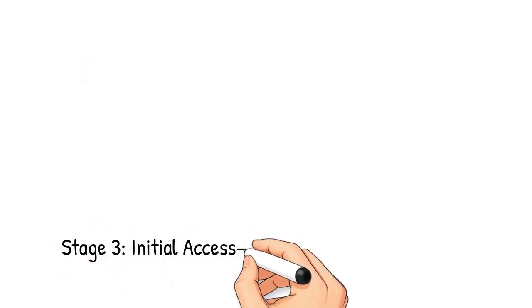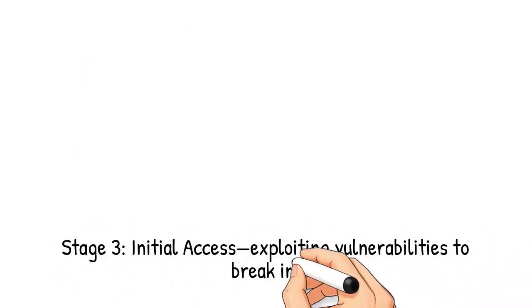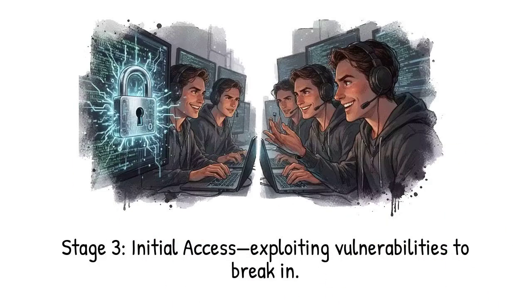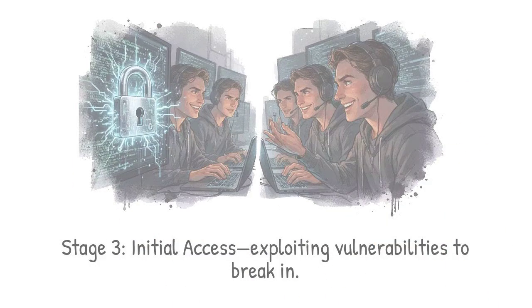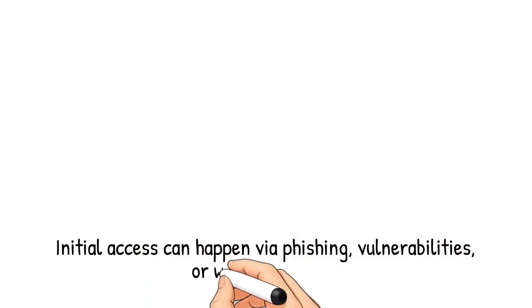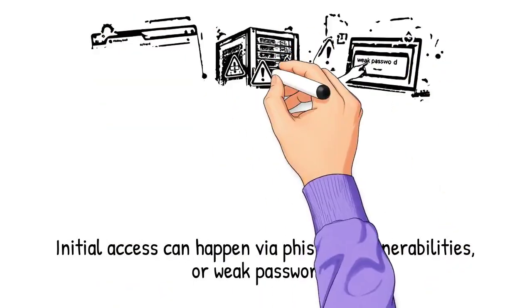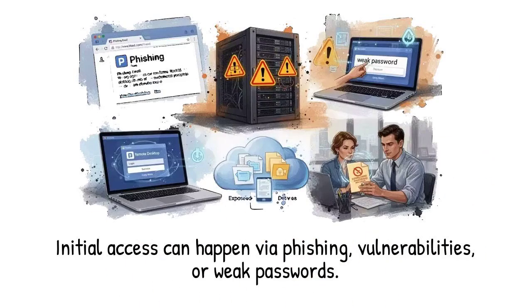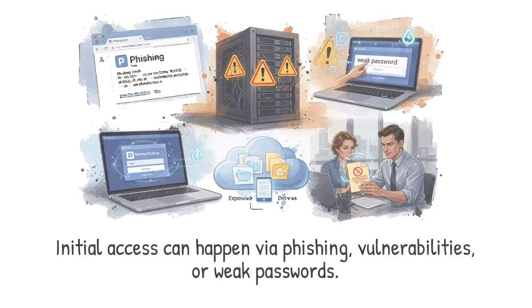Stage 3. Initial access, the first break-in. This is the moment the attacker crosses the line. They exploit a vulnerability, steal credentials, or trick a user into clicking a malicious link. Initial access can happen in many ways. A phishing email that steals login credentials, an unpatched server vulnerability, a weak password on a remote desktop service, a misconfigured cloud bucket, a malicious file downloaded by an employee.